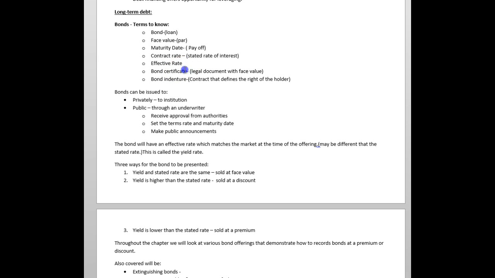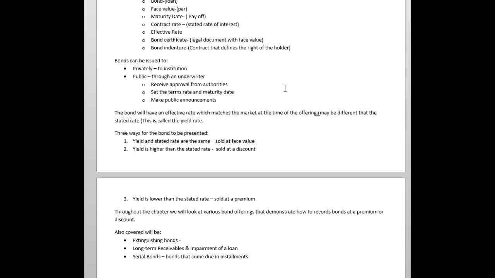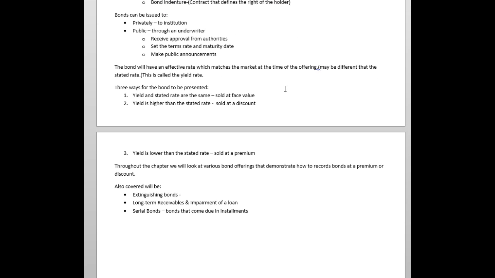You have the bond certificate, which is the legal document with the face value, and you have the bond indenture, which is the contract that defines the right of the holder. So those are new terms. Get used to them. There's nothing big there, but I think the two biggies are going to be the contract rate and the effective rate. So let's just keep moving along.